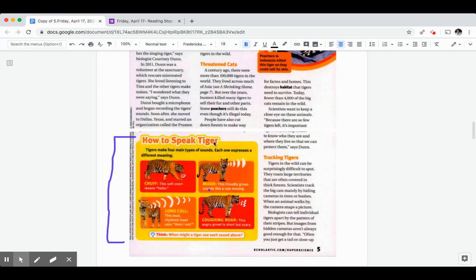I found that on page 5, there's a text feature that mentions 4 different ways that tigers speak. It says tigers make 4 main types of sounds. Each one expresses a different meaning. And then they showed us each of the different sounds and gave us a short description of what they were.